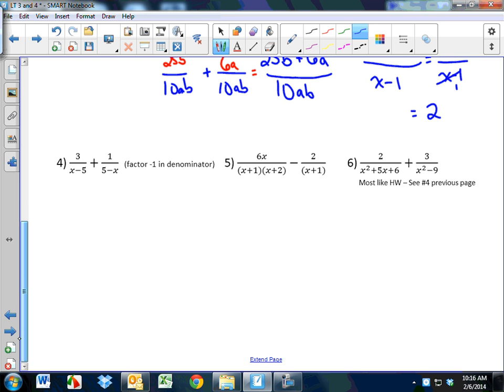The next one's kind of weird. It really is. This one's kind of a one-trick pony, but the x minus 5 denominator and the 5 minus x denominator, if you think about it, like put a 1 in for x. 1 minus 5 is negative 4. 5 minus 1 is 4. Those denominators are almost the same.